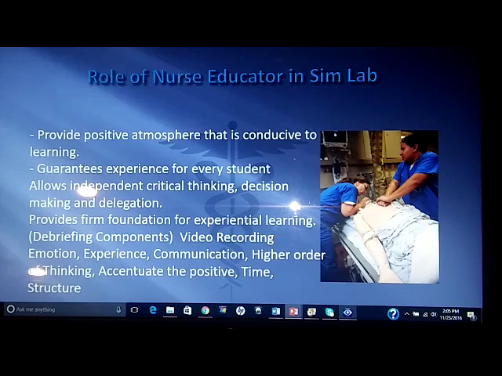One thing I like about the simulation is that there are roles that will be assigned for each student, whether they're the charge nurse, respiratory therapist, or maybe the medical doctor. Each student is assigned a different role, and then they will grow from their experiential learning.